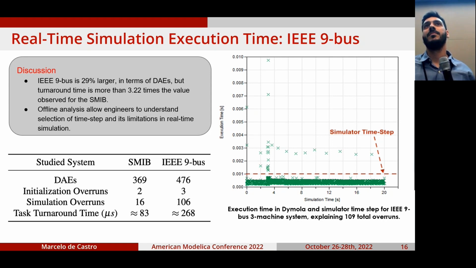How big is the real world model? The Icelandic model? Well, we can use the simplified New York model. It's 64,000 DAs. We haven't done that in a real sense.